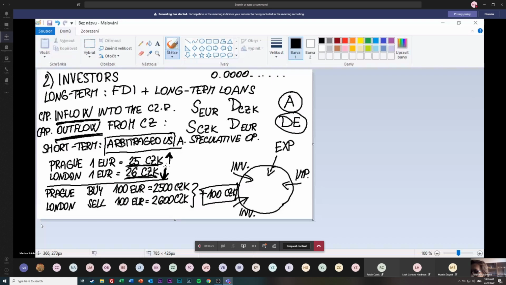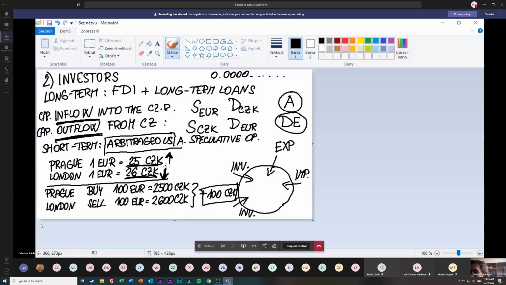So we have talked about the speculative operation. Let's go to the arbitrage operations. And before going to speculative operations, I would like to talk about two more exchange rates. It's the spot rate. Please write spot rate.